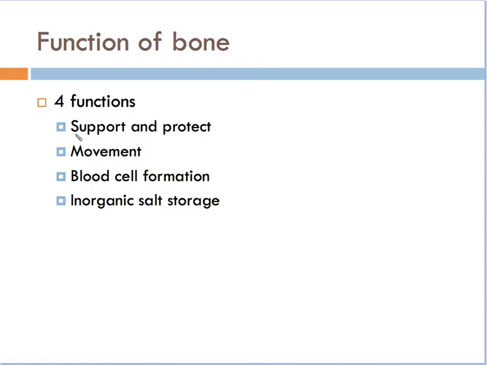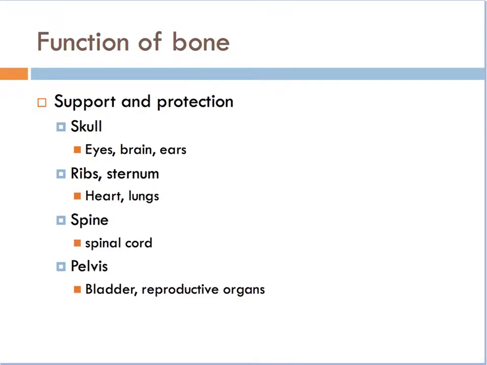So support and protect, I think, makes a lot of sense. That's what our bones do. That's why your brain is housed within your skull, your heart's housed within your chest. Everything is protected there. Movement: we have to use muscles to move our bones, but they allow us to move and walk and all that sort of stuff. Blood cell formation, we talked about. Blood cells are produced in your red marrow, which is found in your regular bones and flat bones of your body. And we have inorganic salt storage, which we'll talk about today.